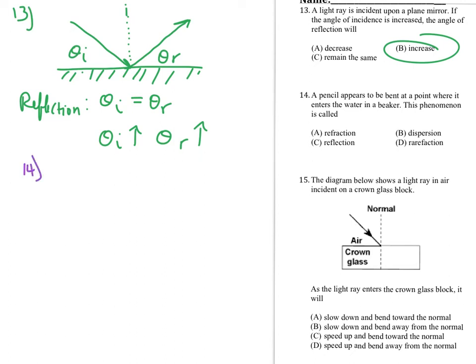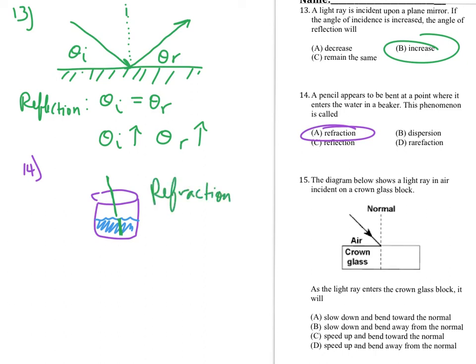Number 14. A pencil appears to be bent at a point where it enters the water in a beaker. This phenomenon is called, guys, you should know this, refraction. So let's draw that little beaker. If we have here a pencil, it appears to be bent. Refraction. Okay, 15.